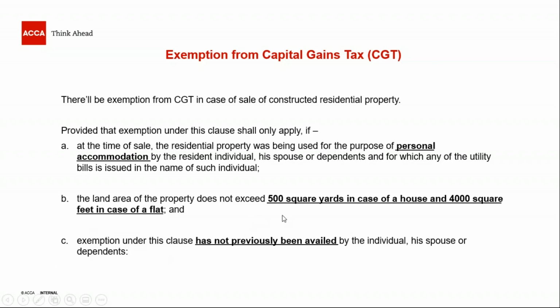Anyway, the land area of the property should not exceed 500 square yard in case of a house, and 4,000 square feet in case of a flat. And exemption under this clause has not previously been availed by the individual, his spouse, or dependent. So if these three conditions are met and you are selling a constructed residential property, then congratulations, you will be exempted from the capital gain tax.